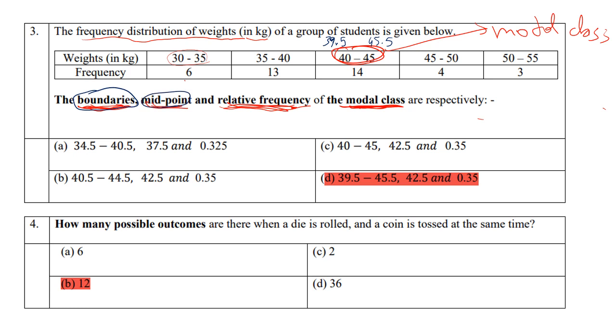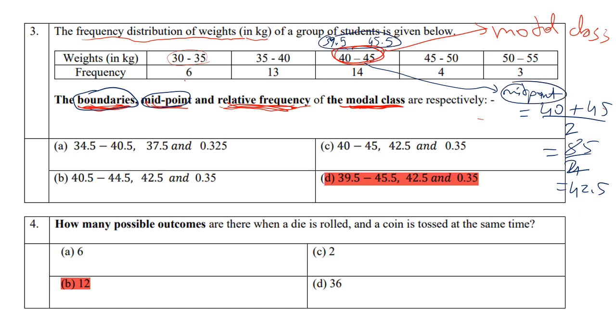And then the midpoint. So what's the midpoint? We add the class limits, divide by 2. This will be just 85 over 2, which is 42.5. So then the midpoint is this, and these are the boundaries here.